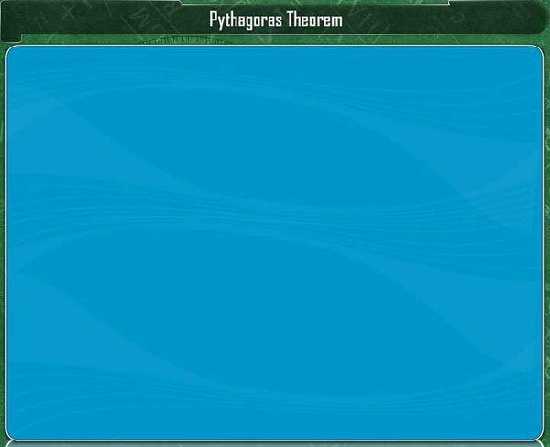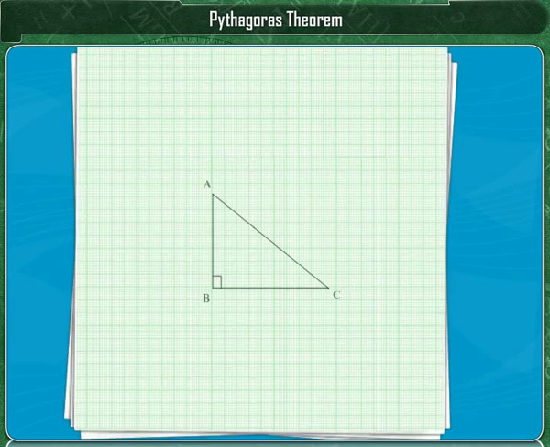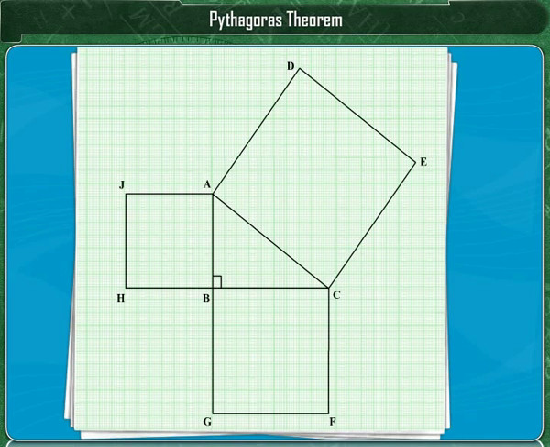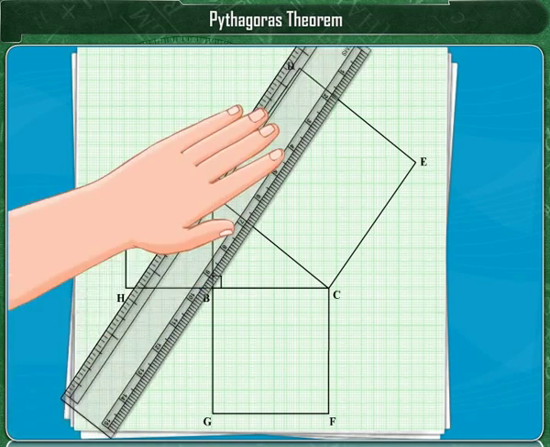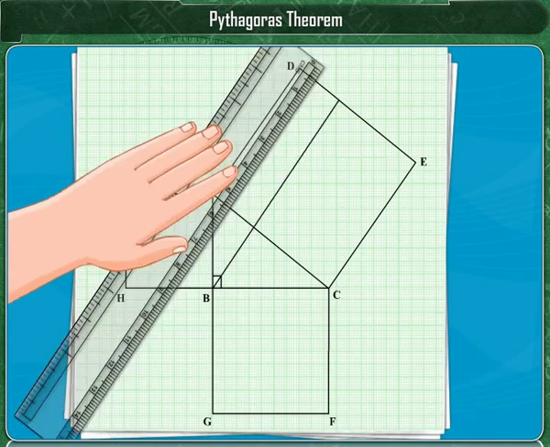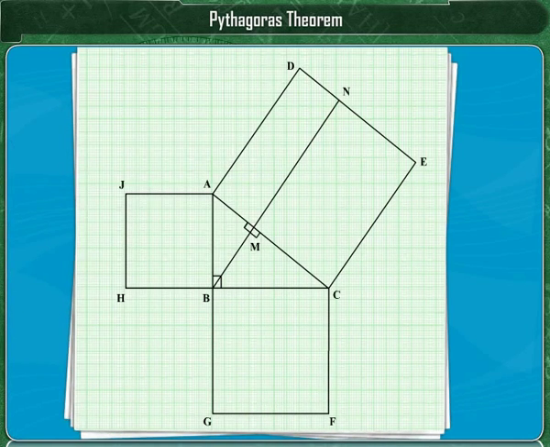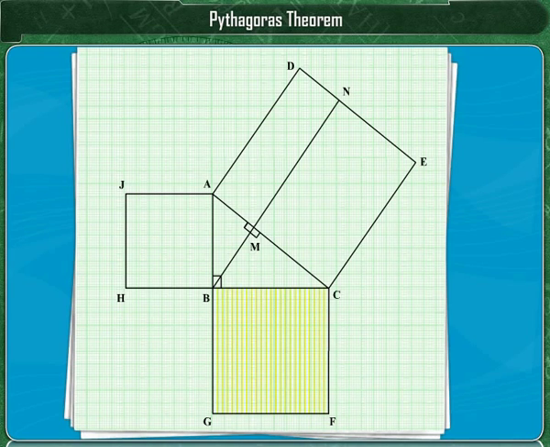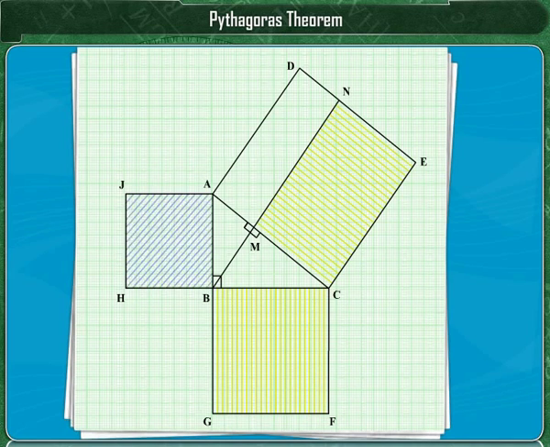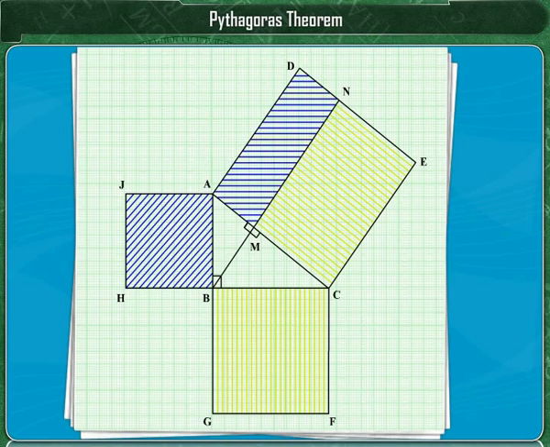It's time for an activity now. Draw a right-angled triangle on a graph paper. Construct squares on each of these sides. Draw a perpendicular line onto the hypotenuse from the vertex of the right angle. Extend it to intersect the opposite side of the square formed on the hypotenuse. Color square BGFC and rectangle MCEN with yellow color and color square AJHB and rectangle ADNM with blue color.